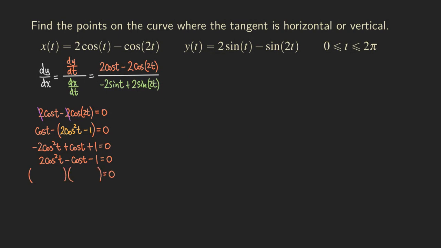Let's look at the factorization right here. We want two things that we multiply to get 2 cosine square t, which will give us 2 cosine t and another one, cosine t. And then we want two things that will multiply to -1. So we have one here and one here. In order for us to get a negative cosine t here, we need to have 2 cosine t times 1 to be -2 cosine t. So we put a minus sign right here.